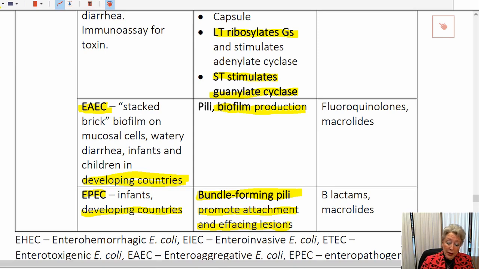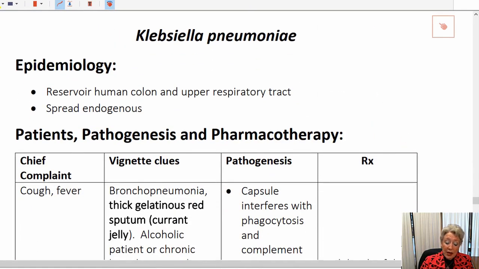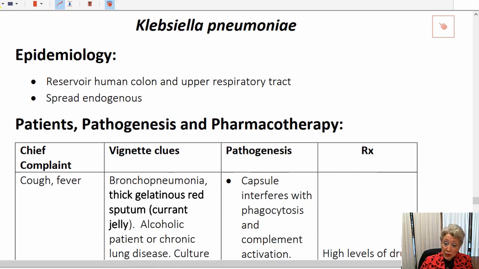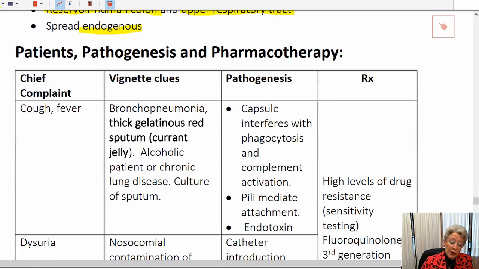All right. Onward from there, we have Klebsiella, an important agent of both septicemia and bronchopneumonia. So remember, this one comes from the colon and is also found in the upper respiratory tract, and the patient typically gives it to themselves. When we're talking about the cough and fever, realize we're talking about a typical bronchopneumonia with a thick gelatinous sputum that's sometimes described as looking like currant jelly.